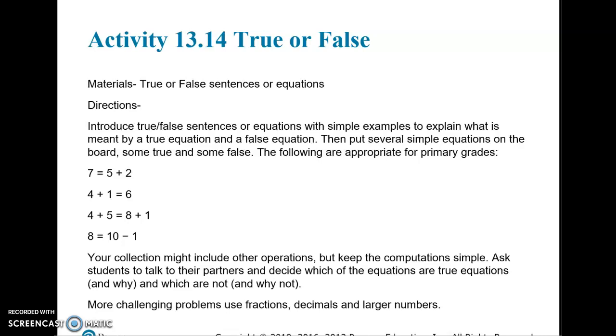So 5 is equal to 5 plus 2? That is not true. 4 plus 1 is equal to 6? Not true. 8 equals 10 minus 1? No, false. 4 plus 5 equals 8 plus 1? That is true.